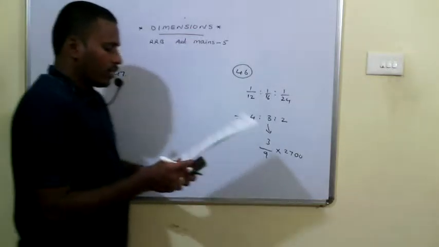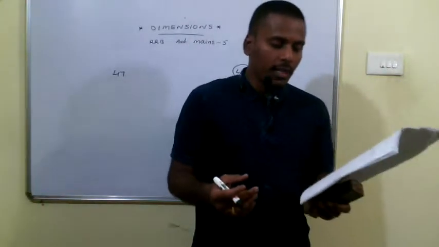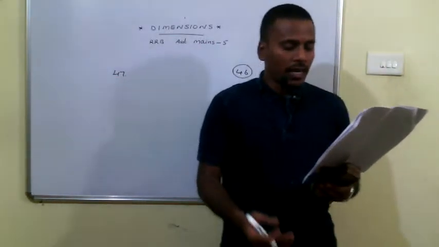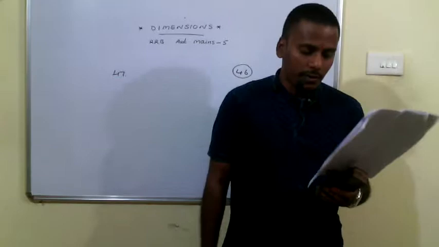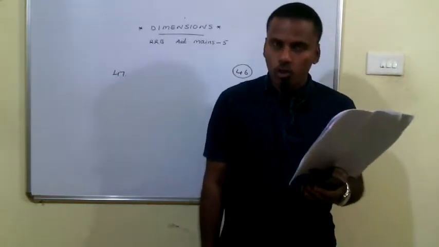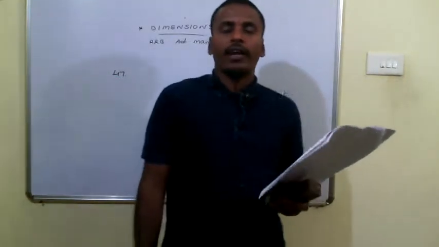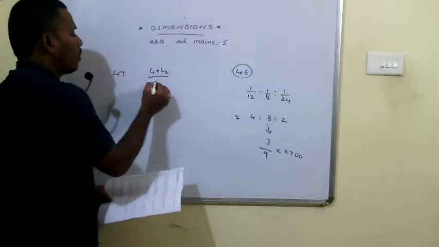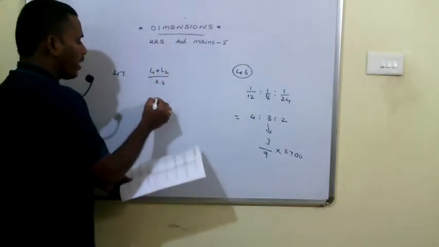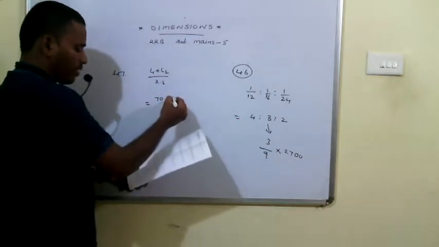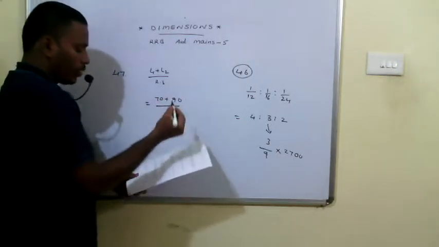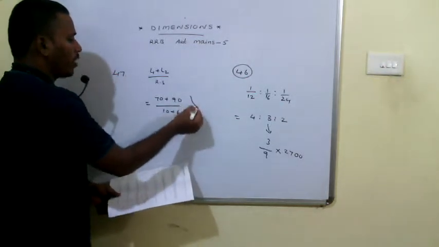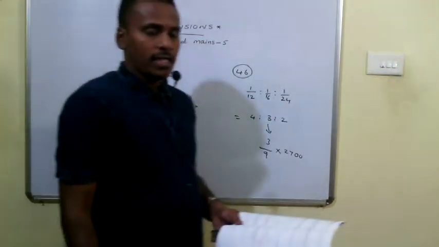47. It is given that two trains of 70 meters and 90 meters are moving in opposite directions at 10 meters per second and 6 meters per second respectively. Find the time taken by the trains to cross each other. The time taken by the trains to cross each other can be derived by the rule (L1 plus L2) by the relative speed. Here the sum of the lengths is 70 plus 90. The relative speed is also the sum of the speeds, 10 plus 6. So on simplifying this, you will get the time required to cross each other.